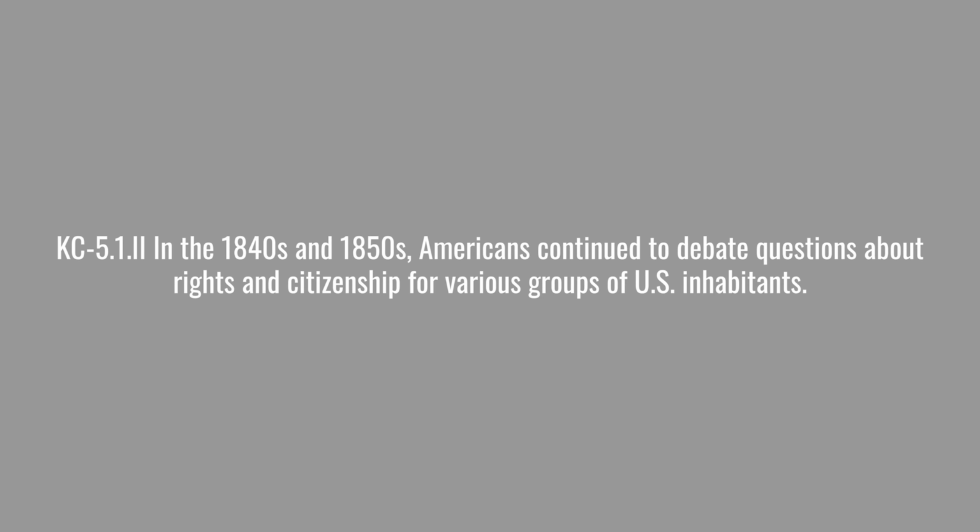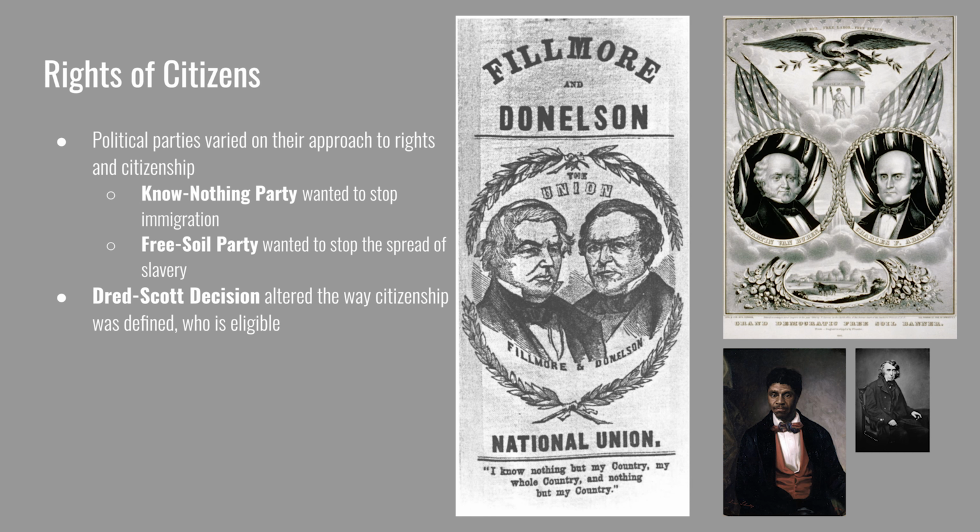The next key concept is in the 1840s and 1850s, Americans continued to debate questions about rights and citizenship for various groups of U.S. inhabitants. The debates between political parties over citizenship varied on their approach. The Know-Nothing Party wanted to stop immigration altogether and increase the time for immigrants to naturalize into U.S. citizens. The Free Soil Party wanted to stop the spread of slavery into the Western territories.